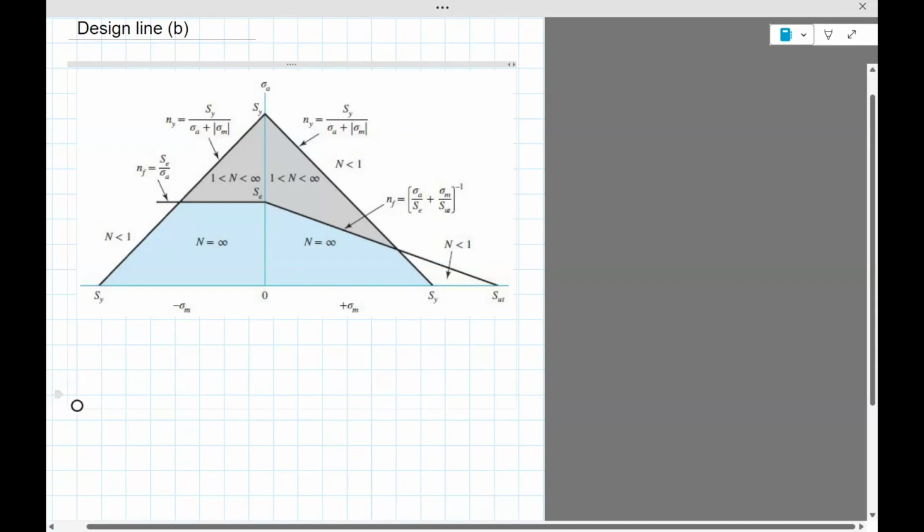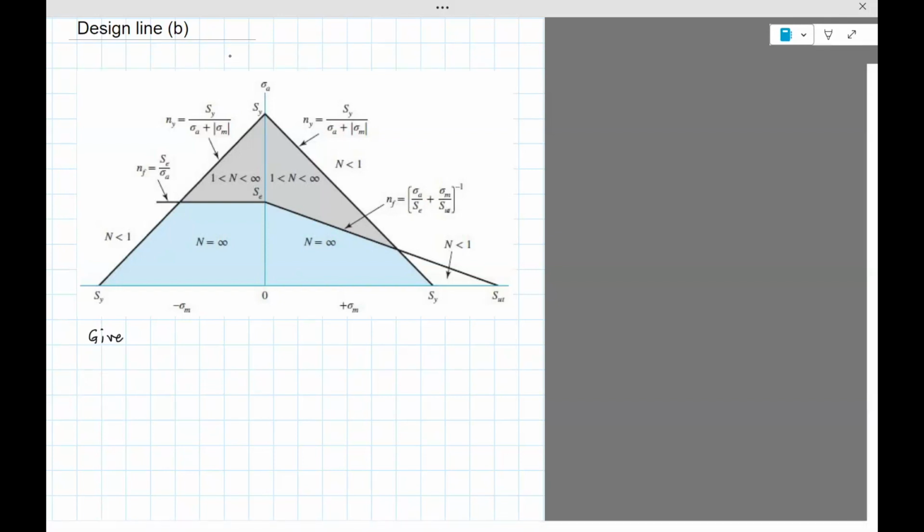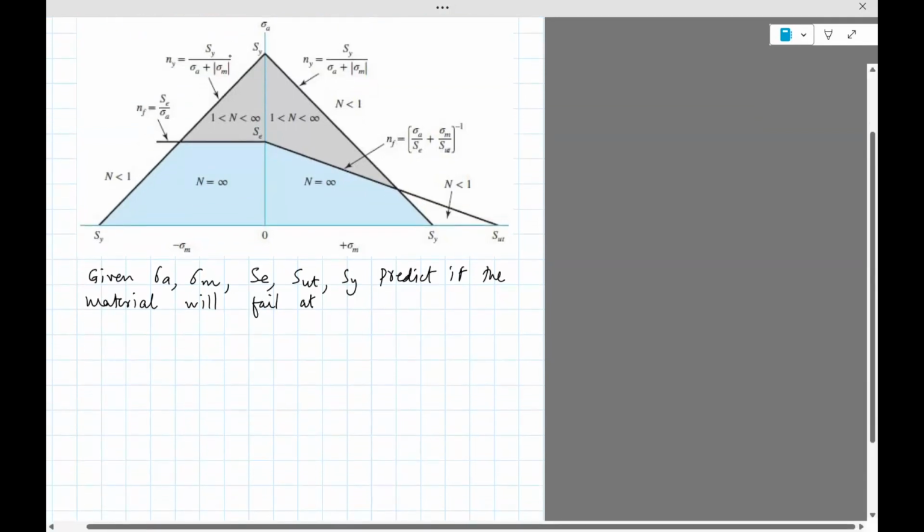Here, what we're trying to do is, given sigma A, sigma M, so that will be the loading, and given the material properties, that will be SE, SUT, SY, we need to predict if the material will fail at, and there's three options.